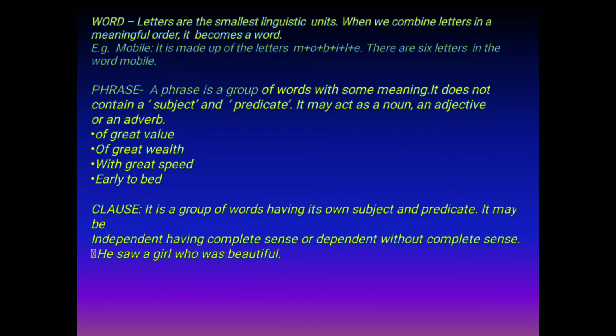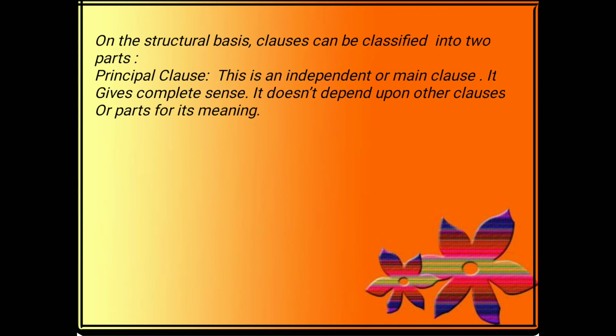Let's read the example. He saw a girl who was beautiful. So the above sentence contains two clauses: He saw a girl, and who was beautiful. So on a structural basis, clauses can be classified into two parts. First is principal clause and second is subordinate clause.